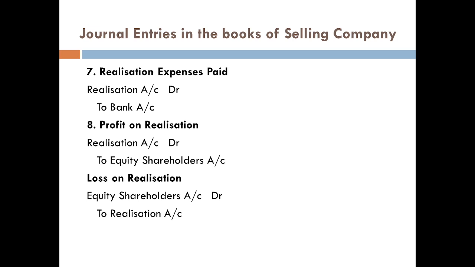So the next, 7th and 8th journal entries are realization expenses paid, where the journal entry is realization account debtor to bank account. In case of profit on realization, realization account debtor to equity shareholders account. In case of loss on realization, equity shareholders account debtor to realization account.